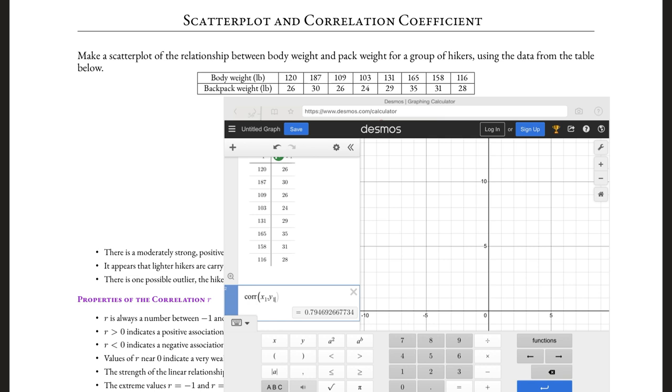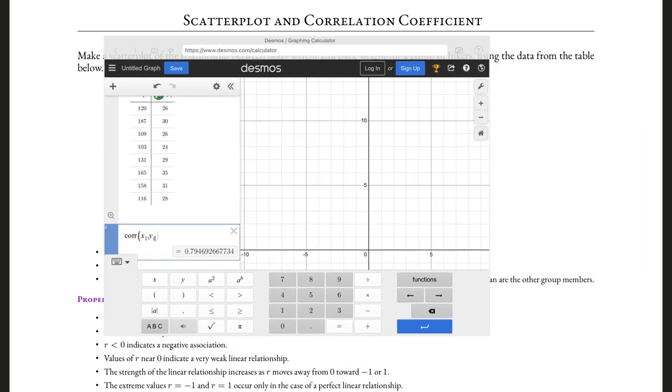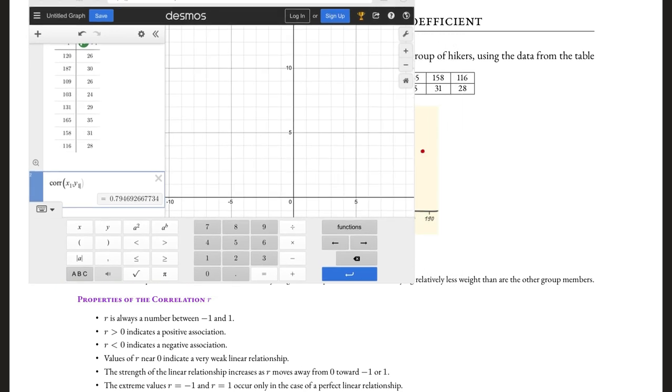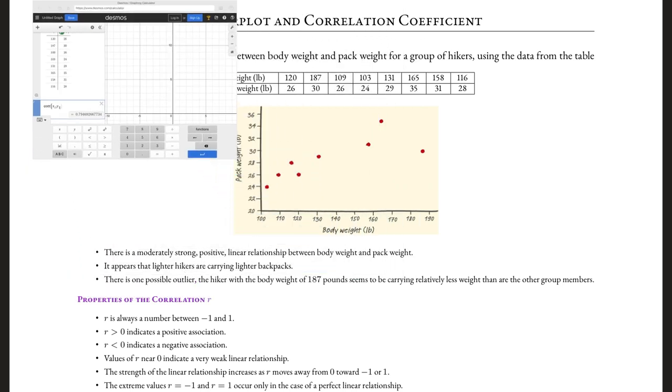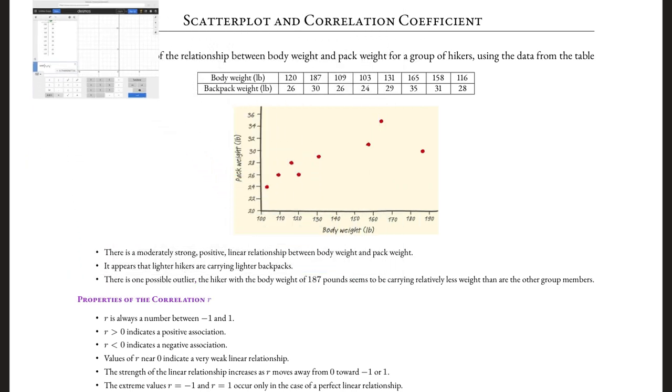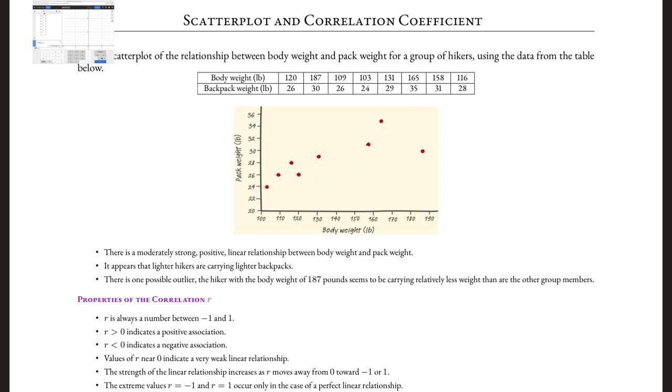We computed that this correlation coefficient is 0.79. If we round it to 1 decimal place, this is 0.8. And it is a positive association. We saw it earlier: the graph is moving upward as we move from left to right.